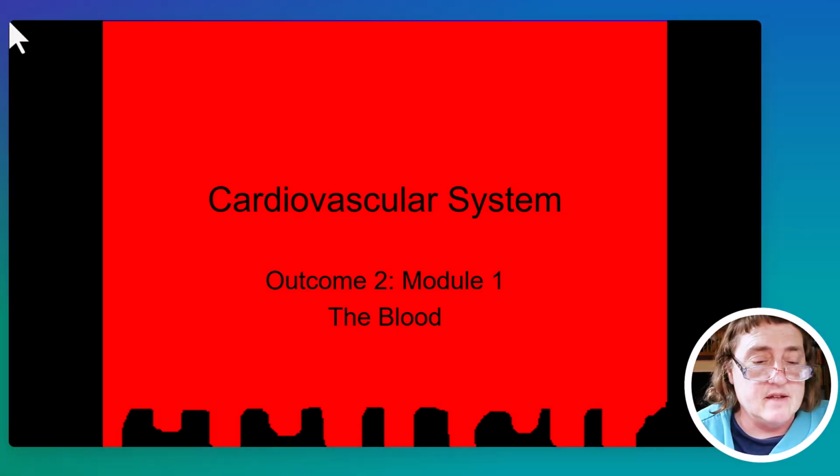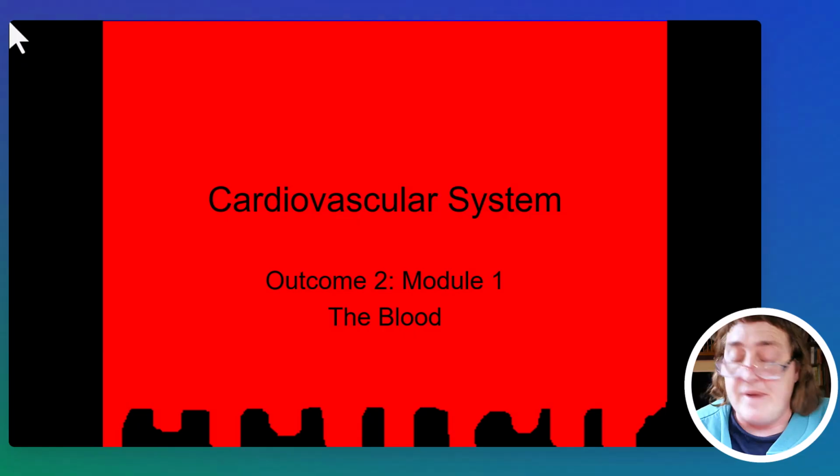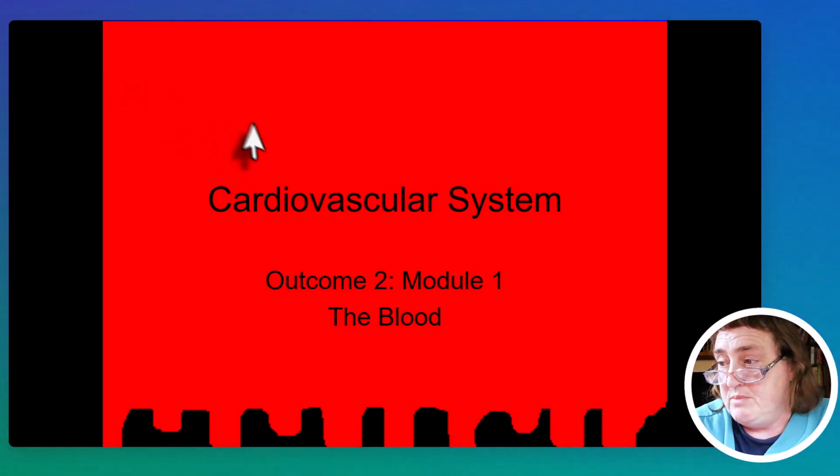Hi everybody, this is Goal 2 or Outcome 2 now, all about the cardiovascular system. There are 5 modules for the cardiovascular system, so it's pretty large. So take your time, try to do one each day until you get through them. So the first one is about the blood.